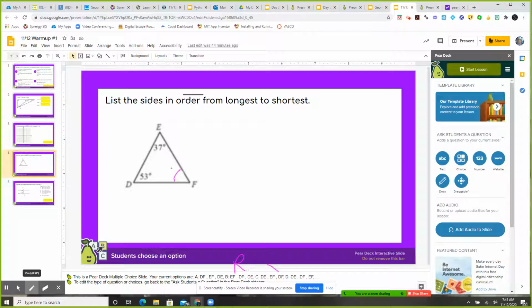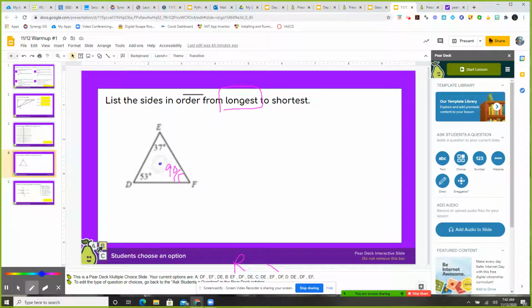90. Does that look like a 90-degree angle? It does not, but we're going to put a little right angle box in there just to make sure that we know that it's a right angle. So how do I order things from longest to shortest? How do I know which side is longest? Do I go straight through the middle?